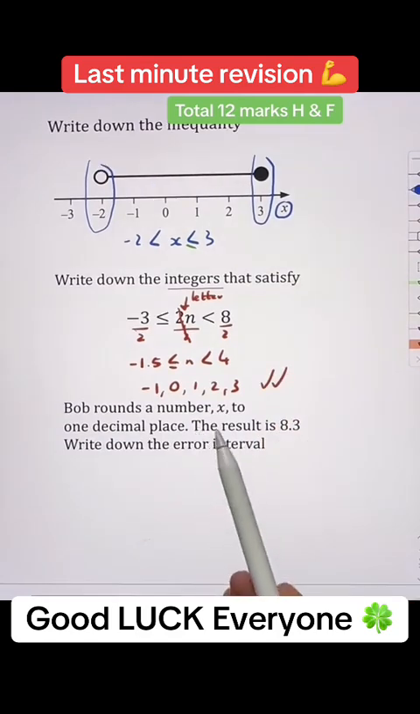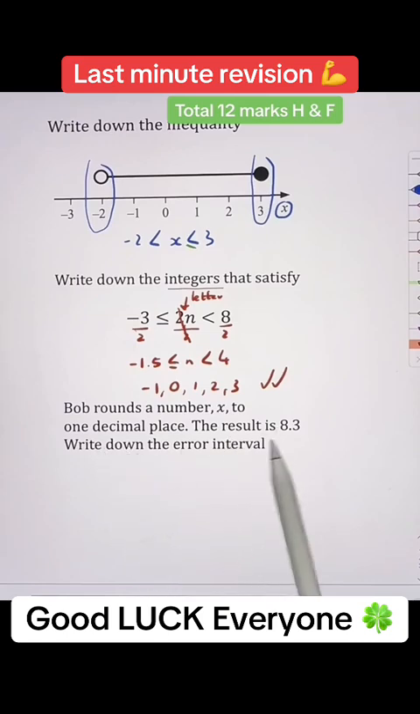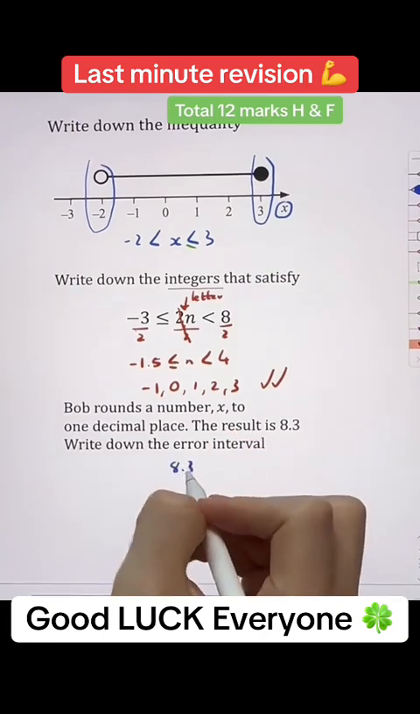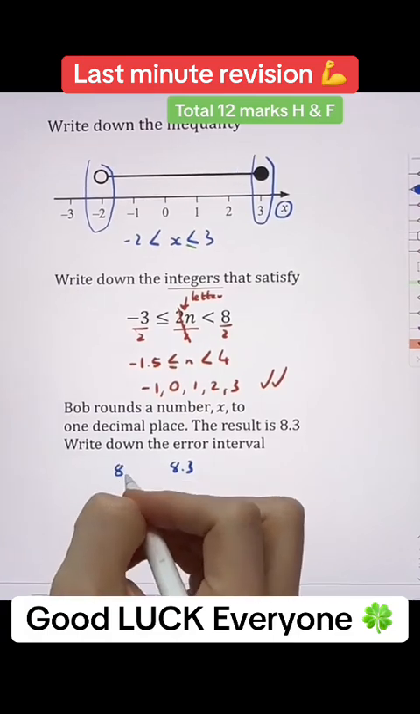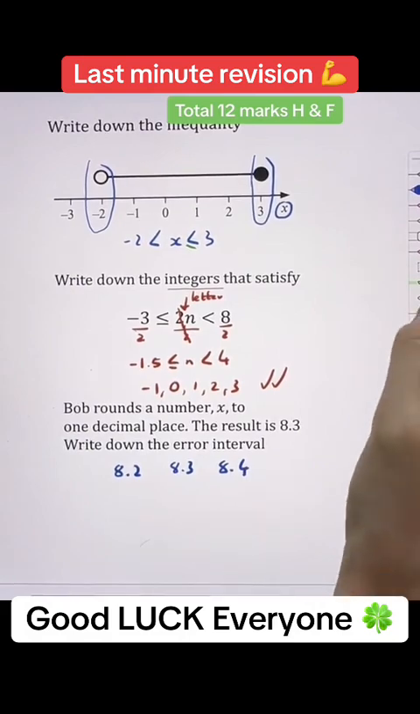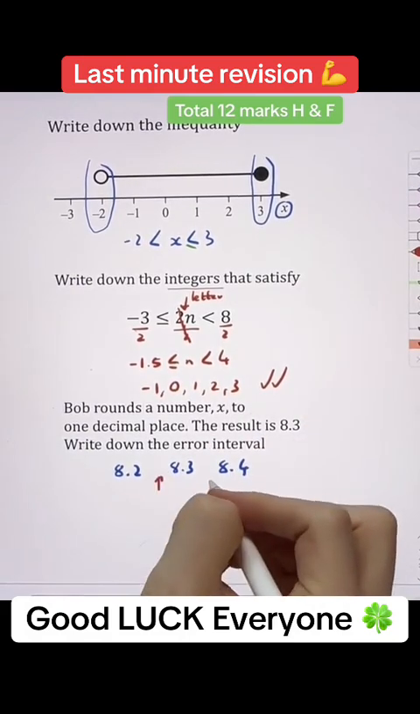Bob rounds a number x to 1 decimal place. The result is 8.3. Write down the error interval. Well, if the number was 8.3, rounded to 1 decimal place, the one before 8.3 to 1 decimal place would be 8.2, and the one after would be 8.4. The error interval is always in between.